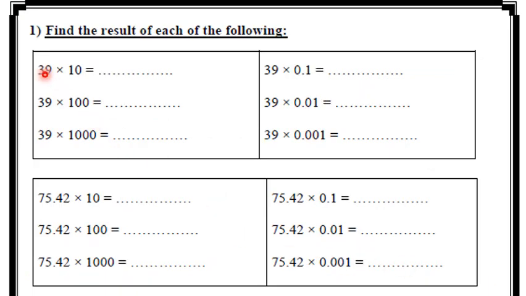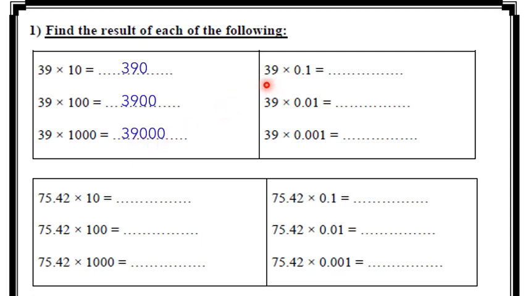Let's solve some exercises. If I have here 39 times 10, this is a normal one. So any number times 10, I'm going to write the same number and add 1 zero. If I have 39 times 100, that means the same number and add 2 zeros. 39 times 1000, the answer is the same number, 39, and 3 zeros.